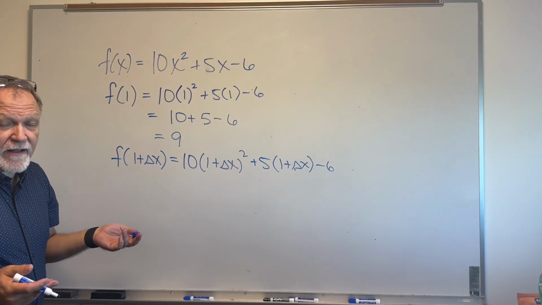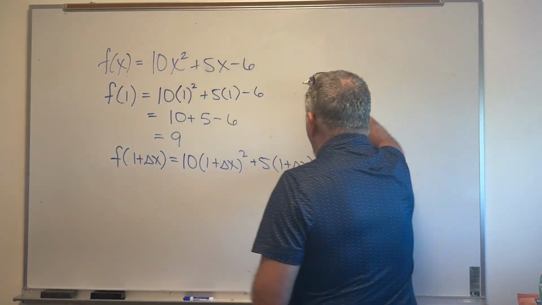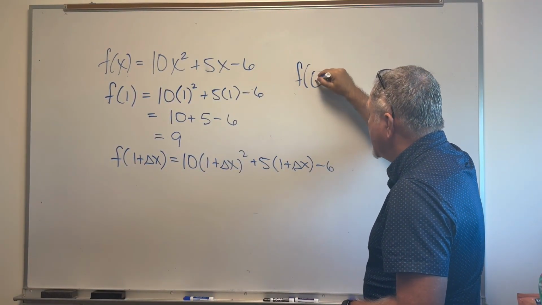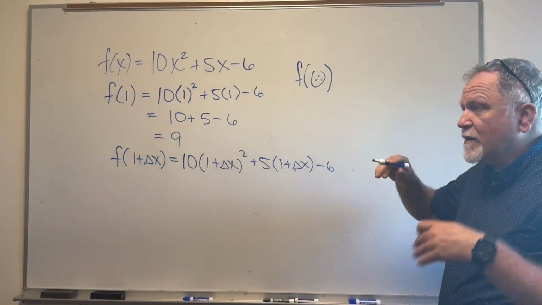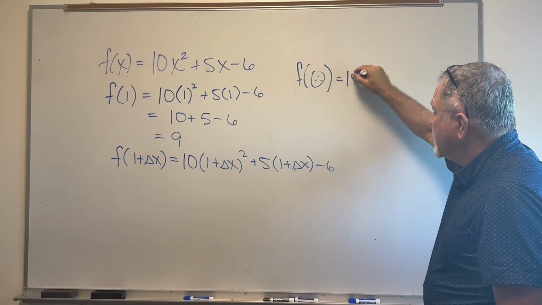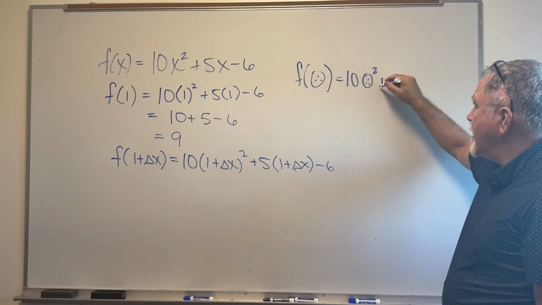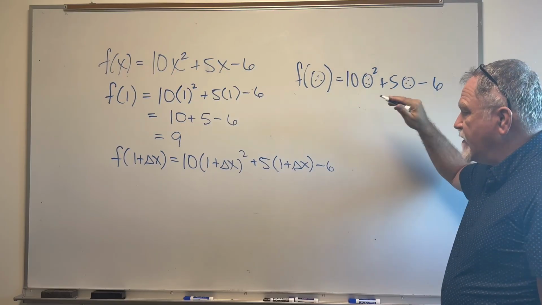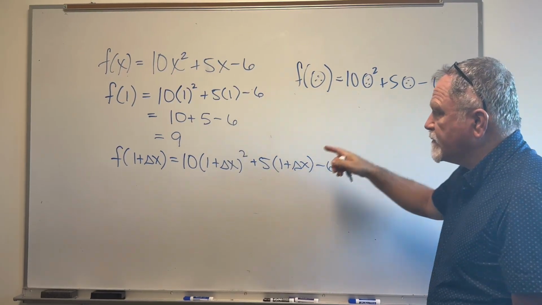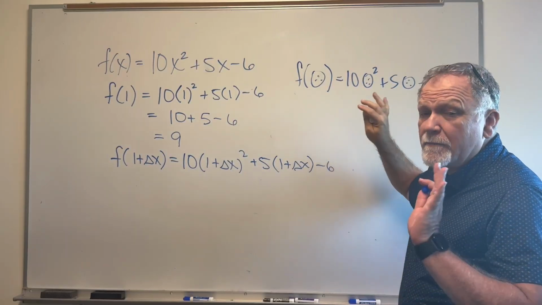Matter of fact, in class, when students are struggling with this, I often ask, what is f of chocolate chip cookie? And I know it seems silly, but it does seem to help the brain to wrap their heads around it. So this becomes 10 chocolate chip cookie squared plus 5 times chocolate chip cookie, and then minus 6. And then all you do is replace your chocolate chip cookies with your 1 plus delta x. That's helpful for some students. I know it's silly, but it's helpful.